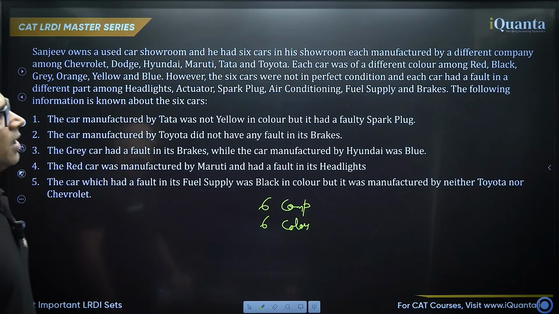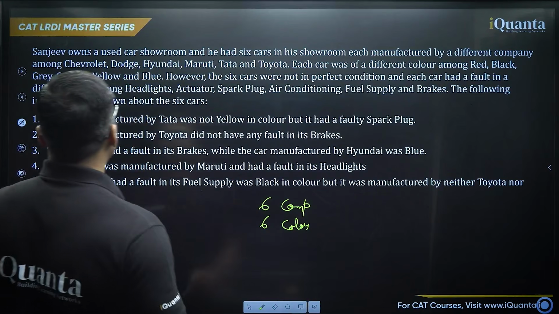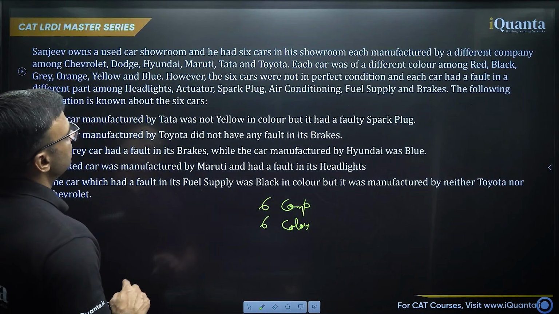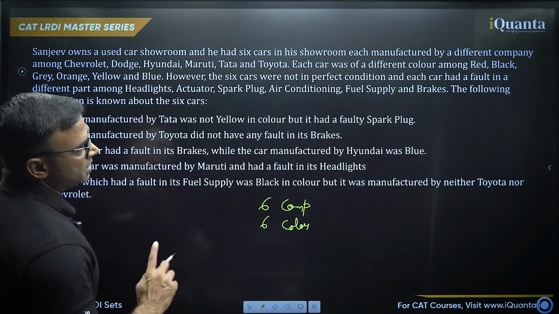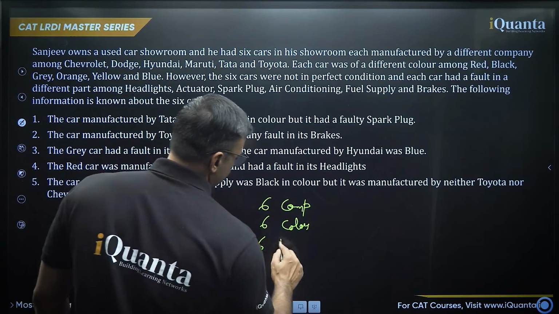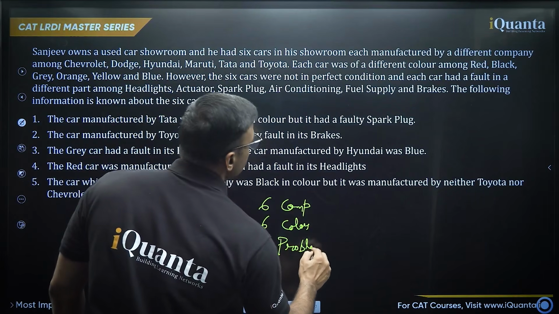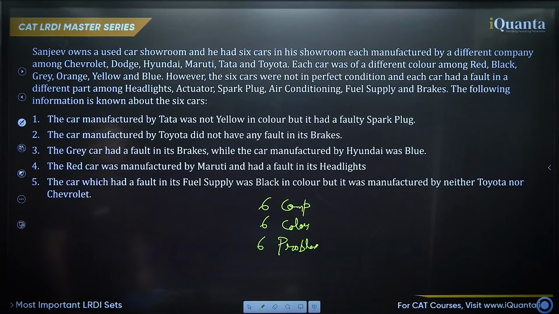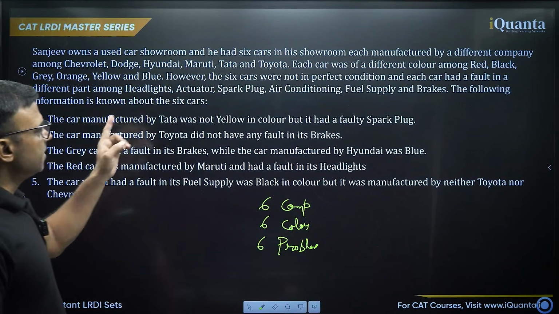However, the 6 cars were not in perfect condition and each car had a fault in a different part among headlights, actuator, spark plug, air conditioning, fuel supply and brakes. So 6 problems. Okay. The following information is known about the 6 cars. The car manufactured by Tata was not yellow.